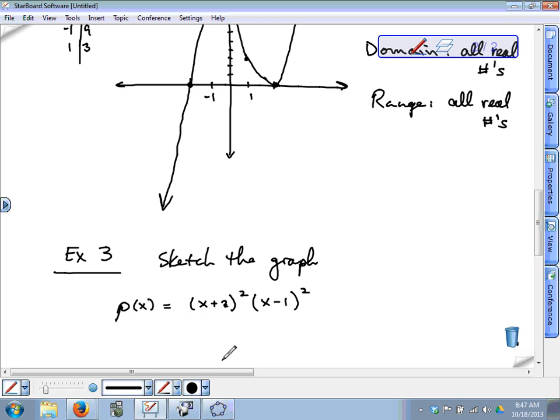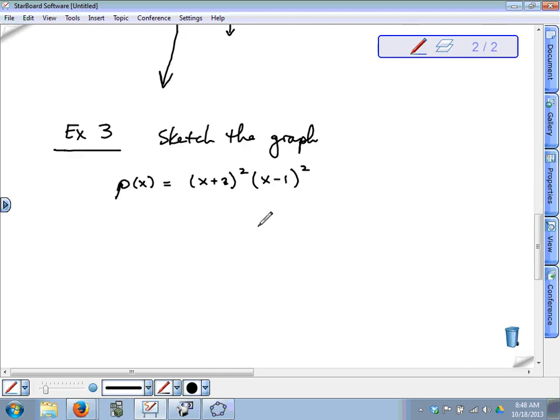X plus 2 squared times x minus 1 squared. They will sometimes be given to you in this form, and that's actually kind of a nice thing. What's the nice thing about giving it to you like this? Already factored. We don't have to go through the process of factoring. It's already been factored for us, which is awesome.